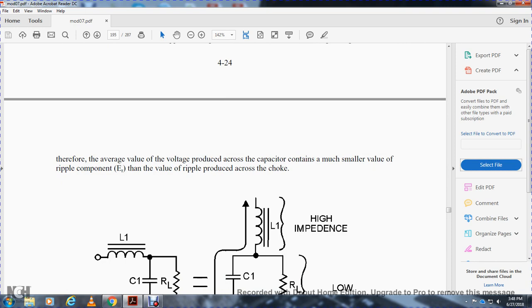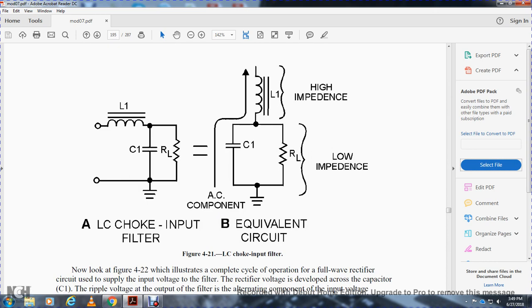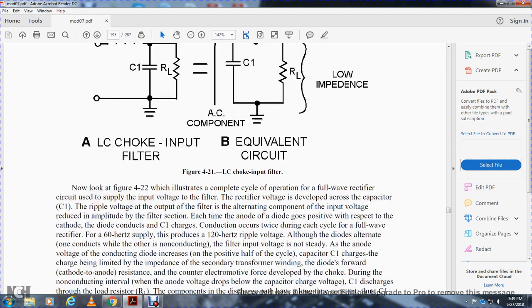Therefore, the average value of the voltage across the capacitor contains a much smaller ripple component. The value of the ripple is produced across the choke. The figure shows the LC choke input filter and its equivalent circuit: inductor, capacitor, and load resistance, with the inductor presenting high impedance and the capacitor low impedance to the AC component.